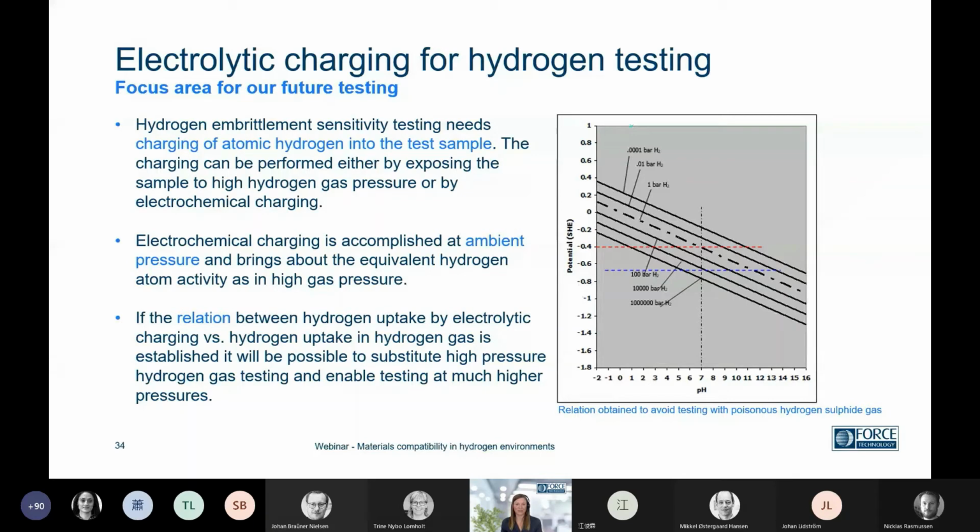So in relation to Power-to-X technologies, we would like to achieve a similar relation to be able to test at much higher pressures than possible in our labs, 1,000 bars or even higher. We still have the same charging into the sample. So this is something we would like to continue working with.